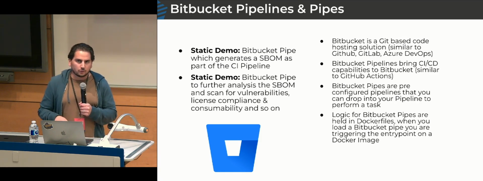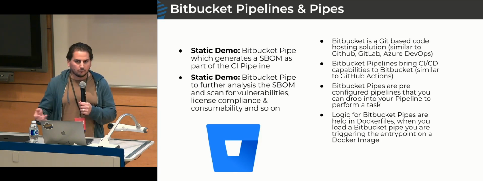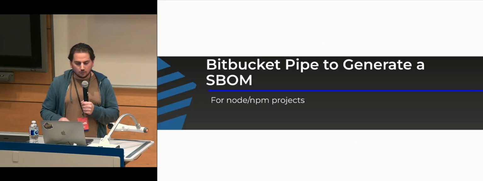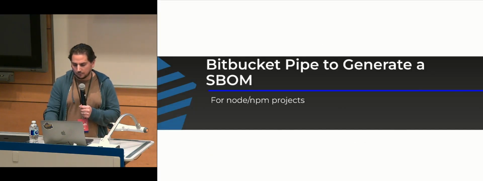The first one is just how can you write something that just generates an SBOM as part of your CI pipeline. And the other one is, now that you have an SBOM, let's make it more advanced. Let's get some vulnerability information and quality information out of it. So like I said, the first example, Bitbucket pipe to generate an SBOM.